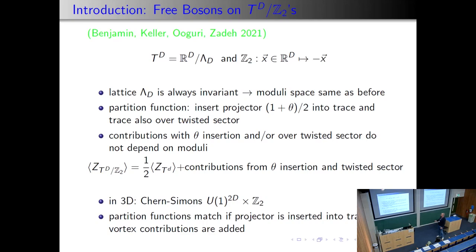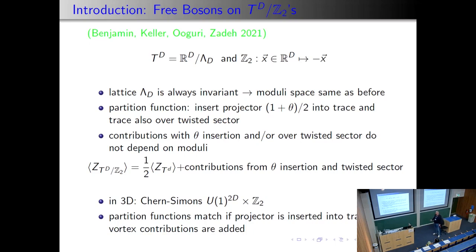And in addition, you also have to include twisted sector states, which are strings which close only up to an orbifold identification. But the contributions with the insertions of Z2 and from the twisted sector actually do not depend on the moduli. So then it's easy to take the average. From the first one-half, you get the amplitude from before, the partition function from before. So you get what I had on the previous transparency. And then averaging over something which doesn't depend on the moduli just gives the same answer. So you get these contributions from insertions and the twisted sector, which I didn't write down explicitly here.